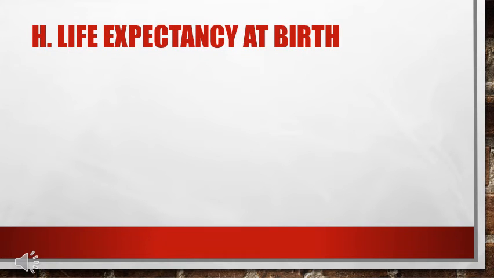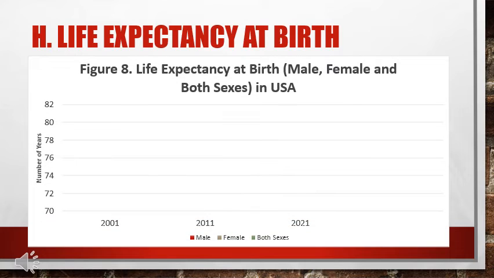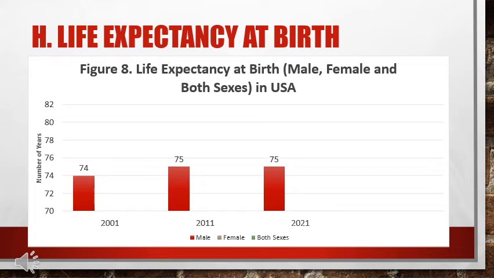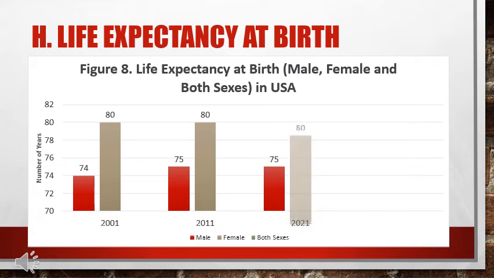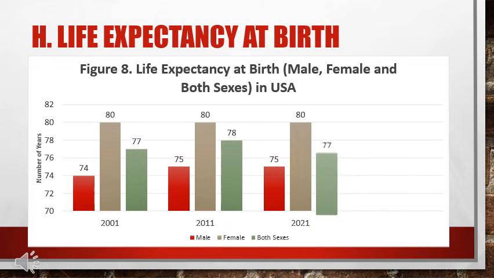The number of years in 2001, 2011, and 2021 for male are 74, 75, and 75. For female, these are 80, 80, and another 80. For both sexes, these are 77, 78, and 77.